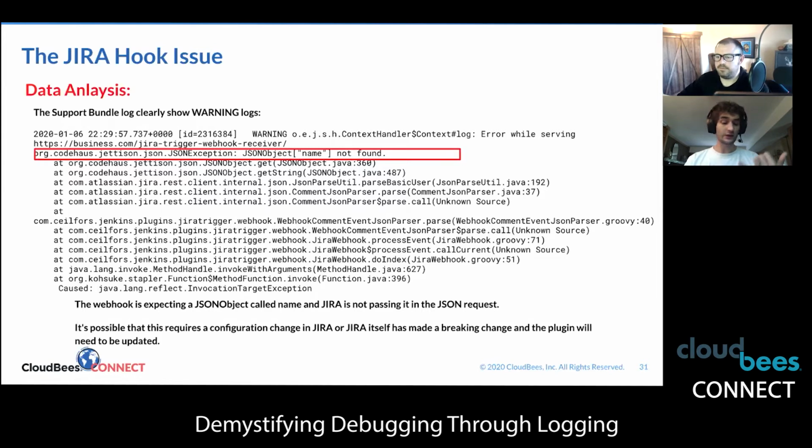So we know A, Jira is sending the webhook. B, Jenkins is receiving the webhook. C, Jenkins is saying, I've got this webhook, but I have no idea what to do with it because the thing that I need to do is not there. So there could be configuration changes that we need to make. There could be settings that need to change inside of Jira, and there could be just issues inside of Jenkins. So let's go on to the next slide.